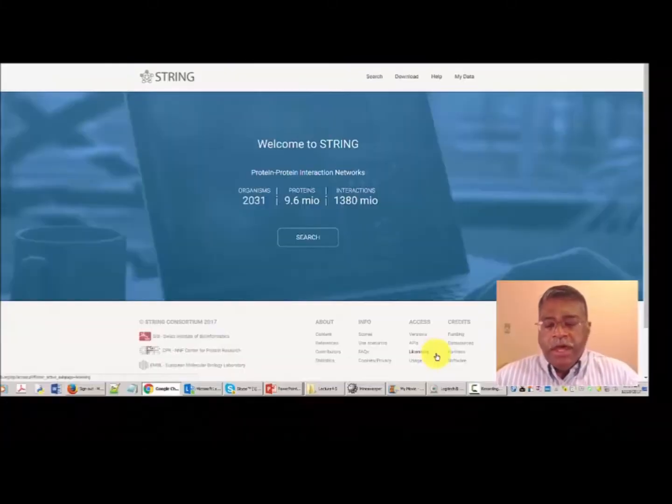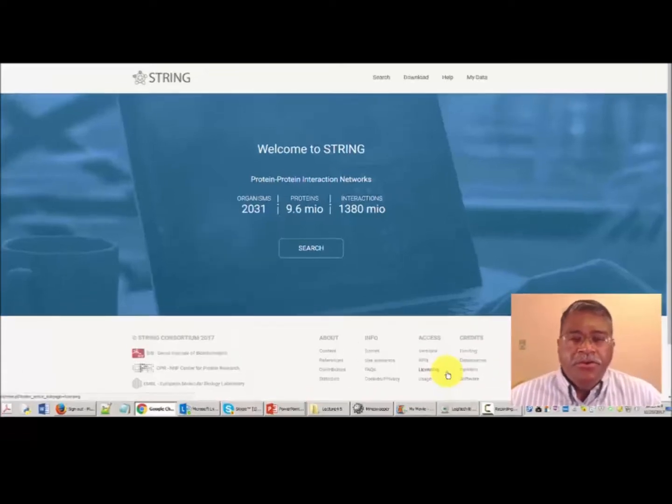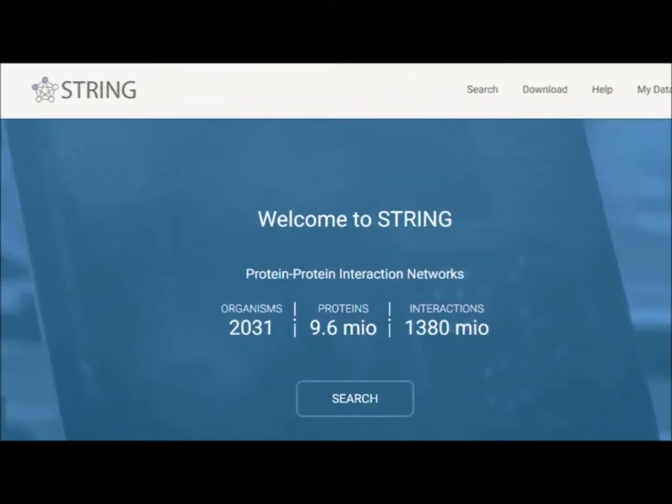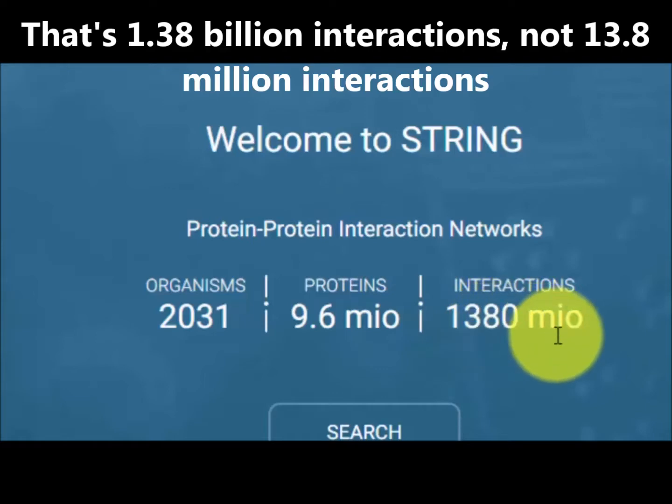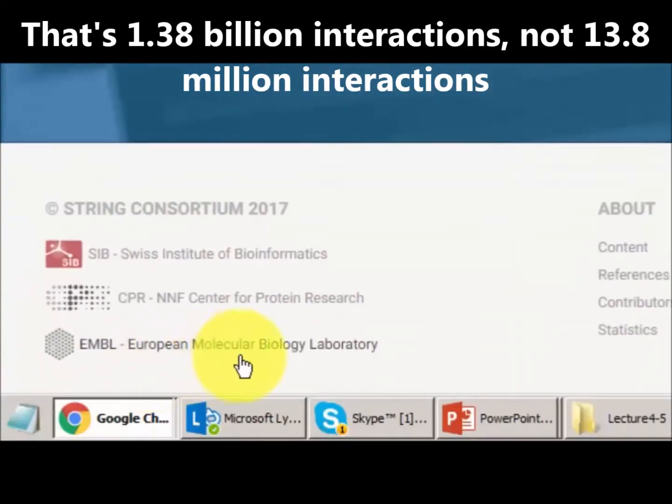So let us now look at what is StringDB. StringDB is a great resource related to protein-protein interaction networks. What you see is more than 2,000 organisms are represented. You have 9.6 million proteins and 13.8 million interactions. And it is a European-based thing, so it's been sponsored by EMBL.